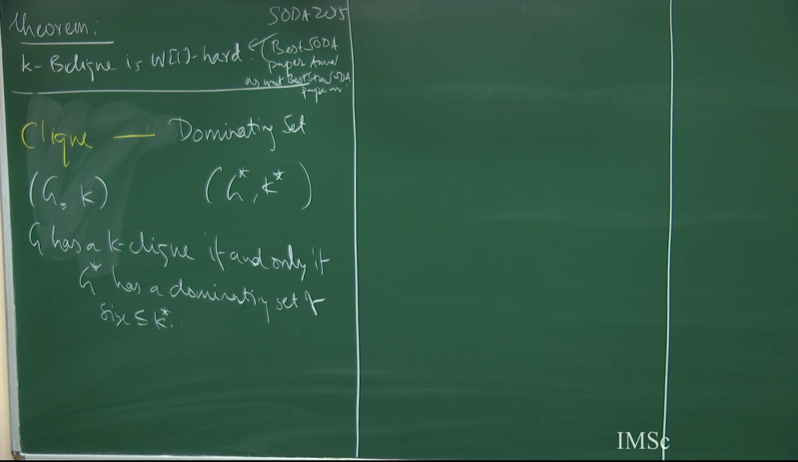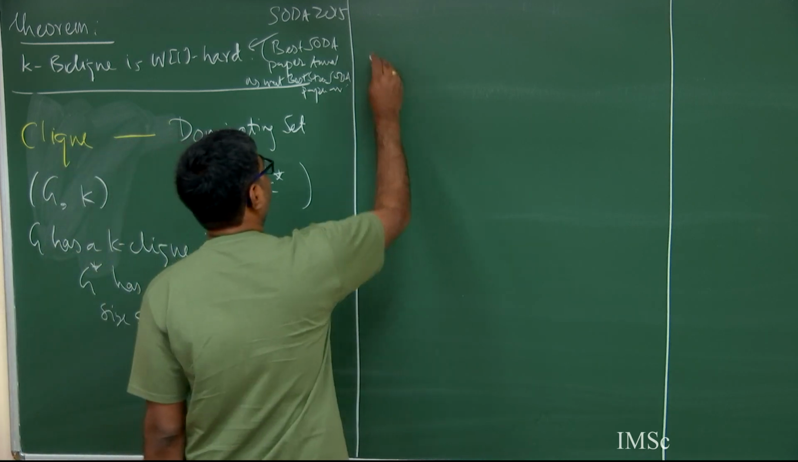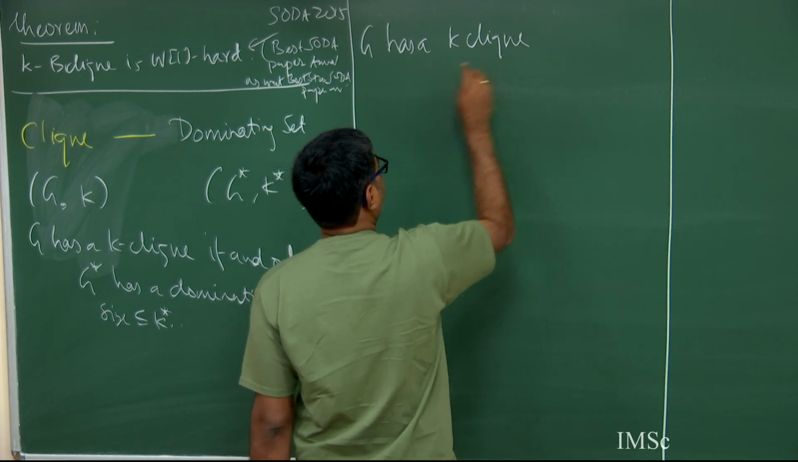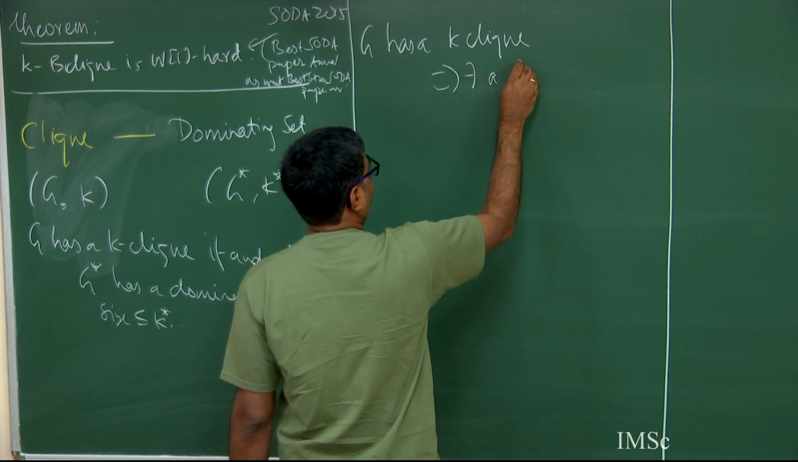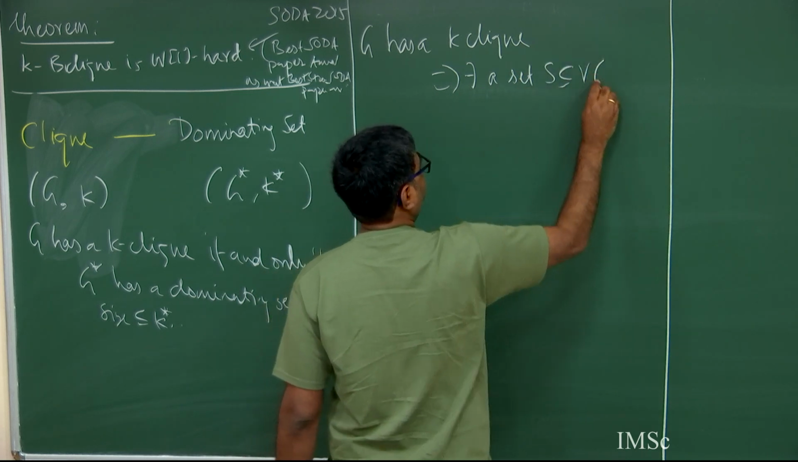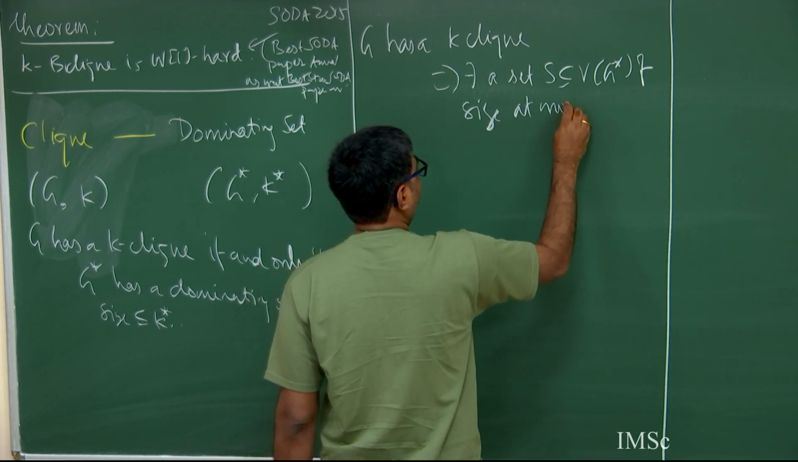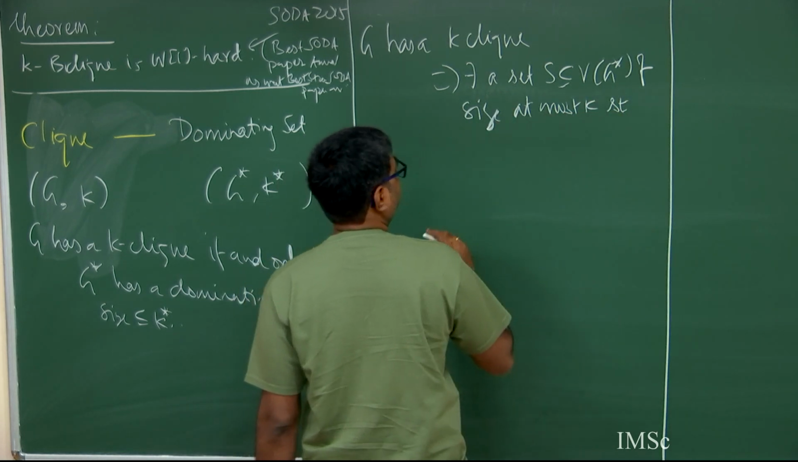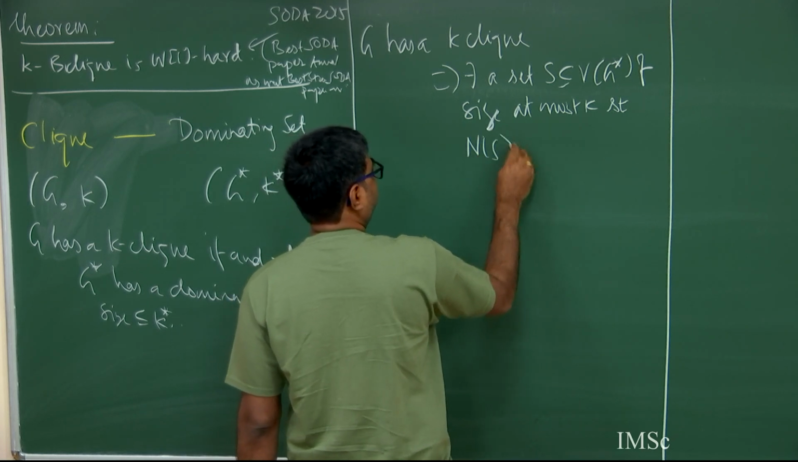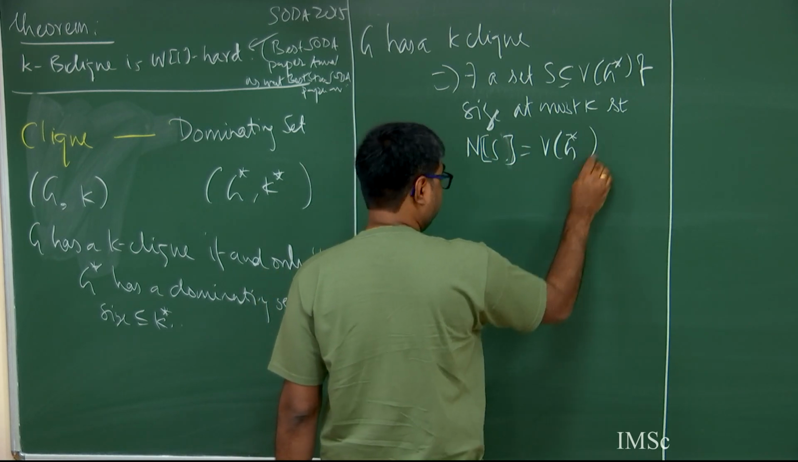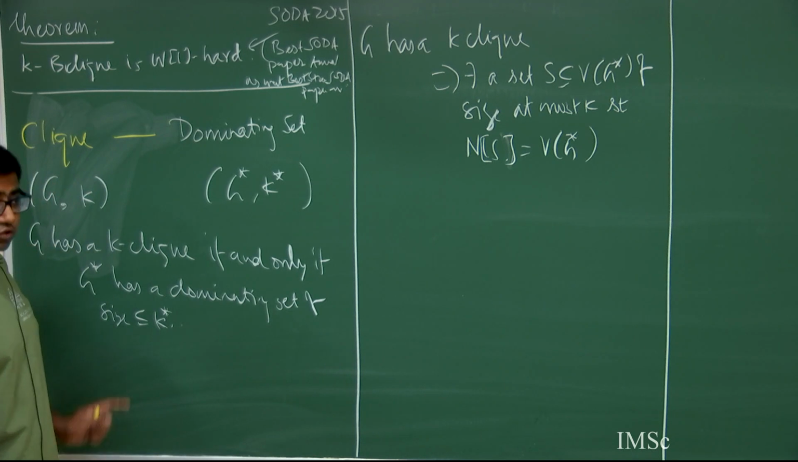Now let's try to dissect this and see what it actually tells us. The forward direction: we actually show that if G has a k-clique, then there exists a set S, a subset of V(G*), of size at most k* such that N[S] is equal to V(G*). So this is what we show.